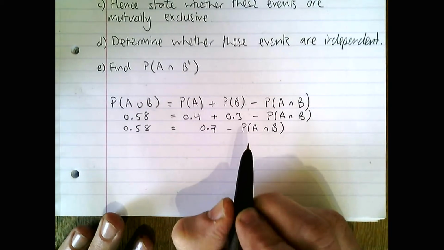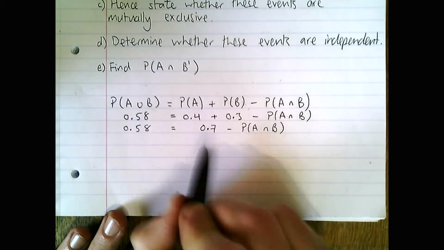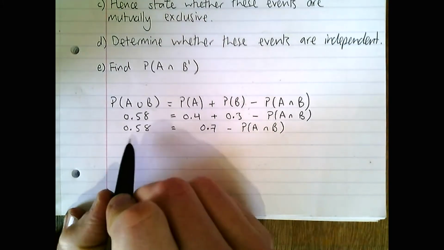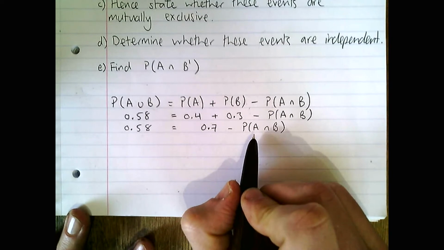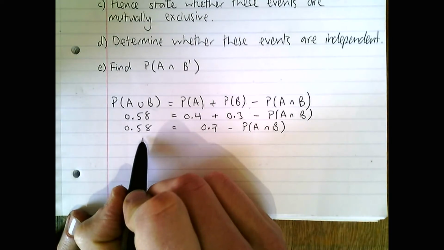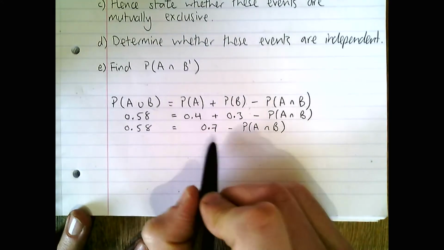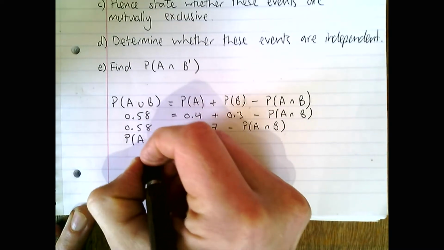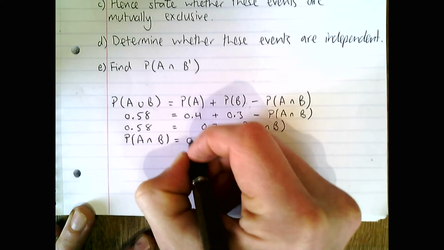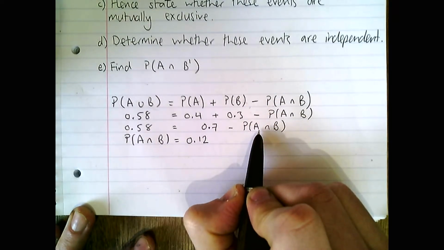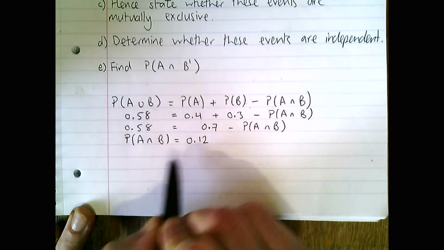So now we can either rearrange this by taking the 0.7 over and then dividing by -1, or to be fair, the astute amongst you should probably be able to recognise that 0.7 take away something gives me 0.58. Well, I only need to take 0.12 off 0.7 in order to find 0.58. So here the intersection must be 0.12. Just run through that again. 0.7 take away 0.12 will give me 0.58. So that's what we've got there.